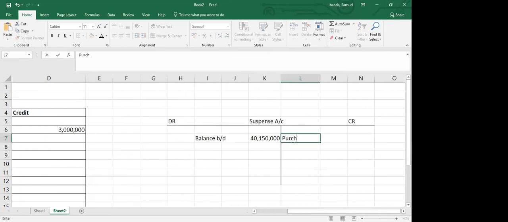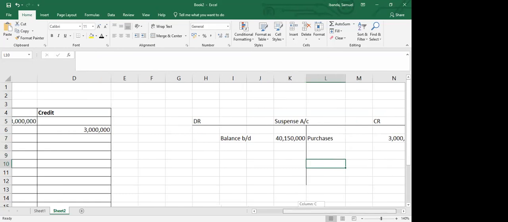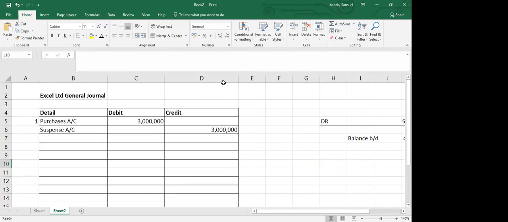Now, in most cases, these questions don't have dates. So we don't have dates in these accounts. Just write the detail and then the amount. And this value is 3 million. Yeah, like that. So that is what will happen with our first part of the question.